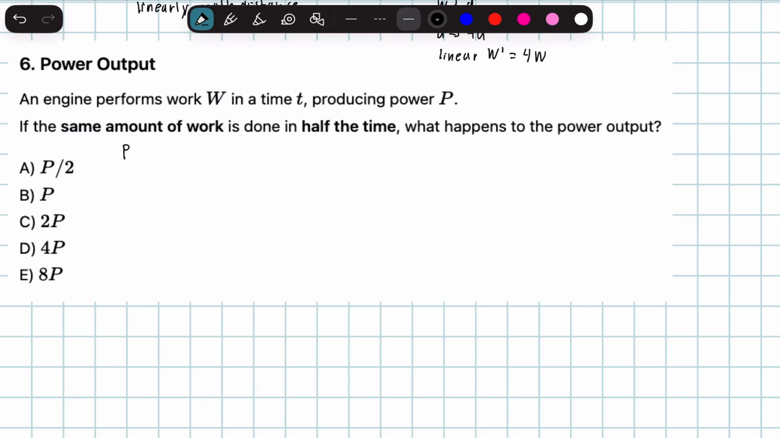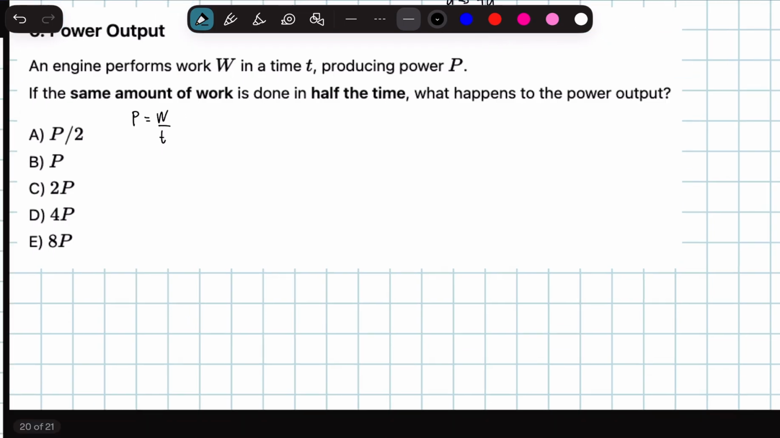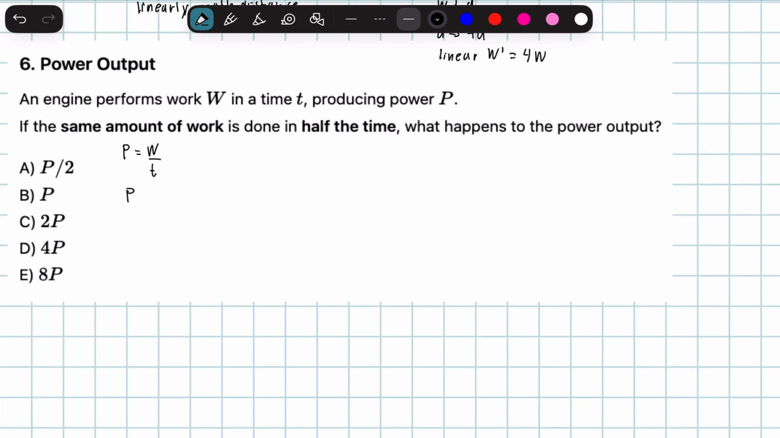So you're going to use the formula for power, which is work divided by time, where P is power, W is work, and T is equal to time. So the proportional form of this is going to be P is proportional to 1 over T, and this is if work is constant, which it is in this scenario. So then T is transformed into 1/2.